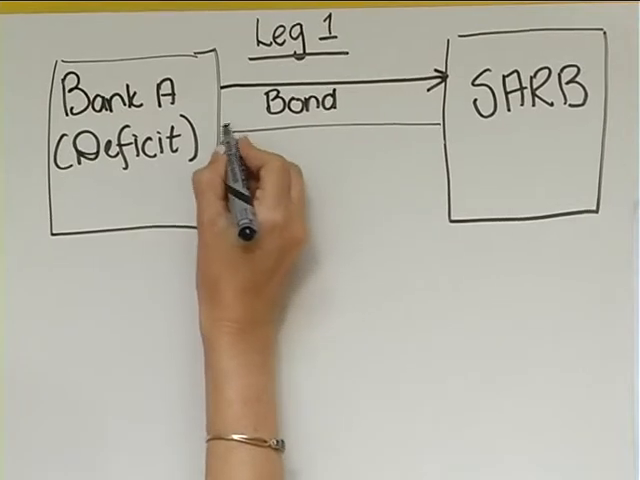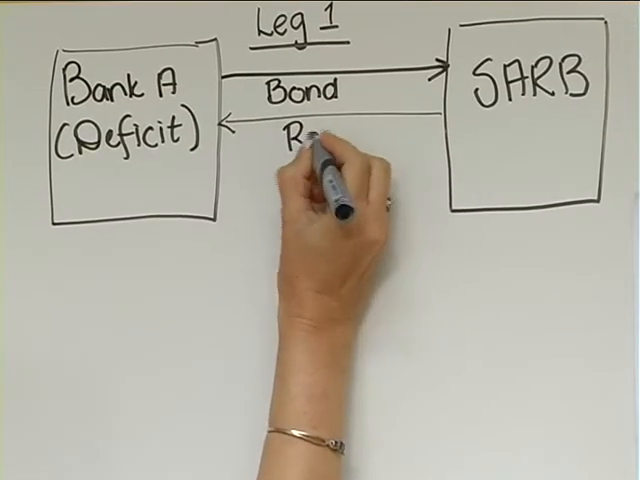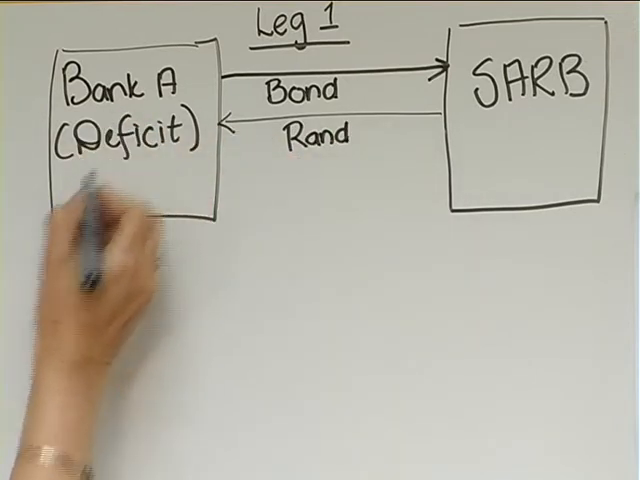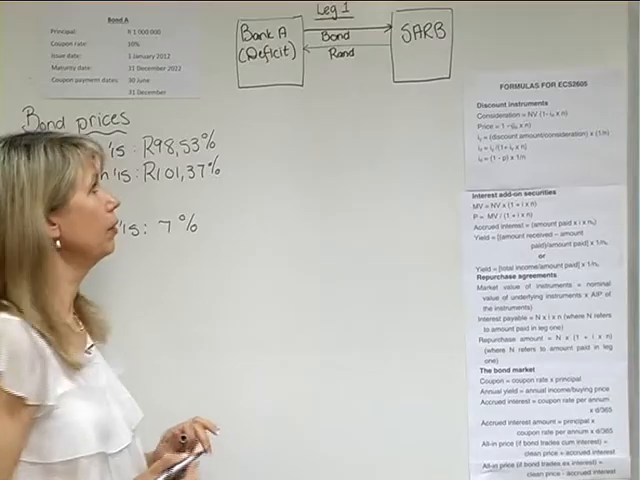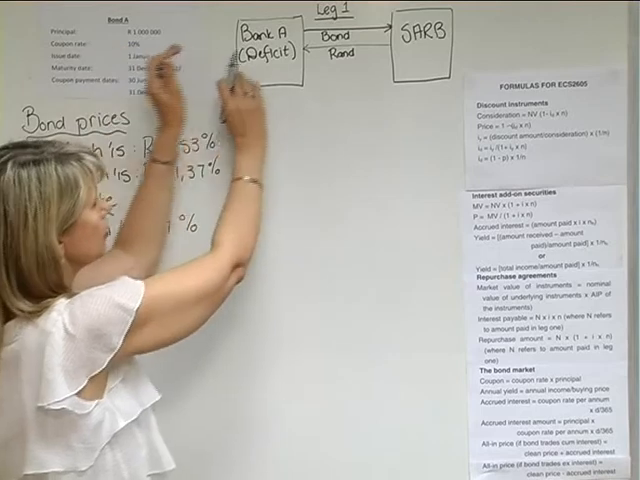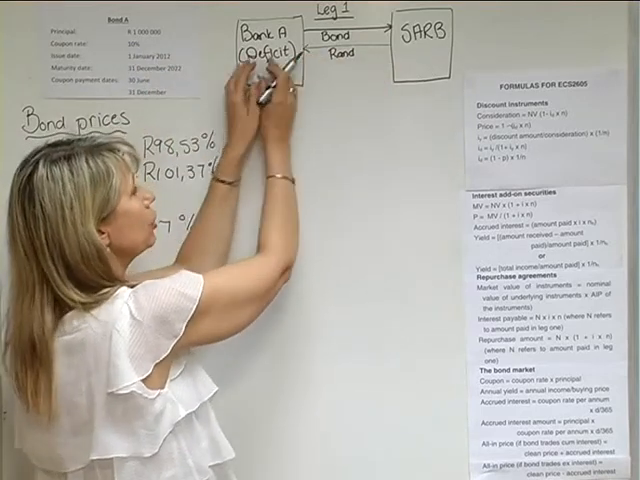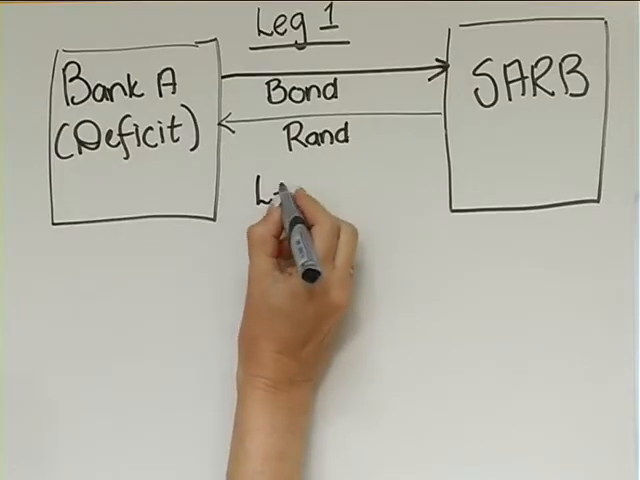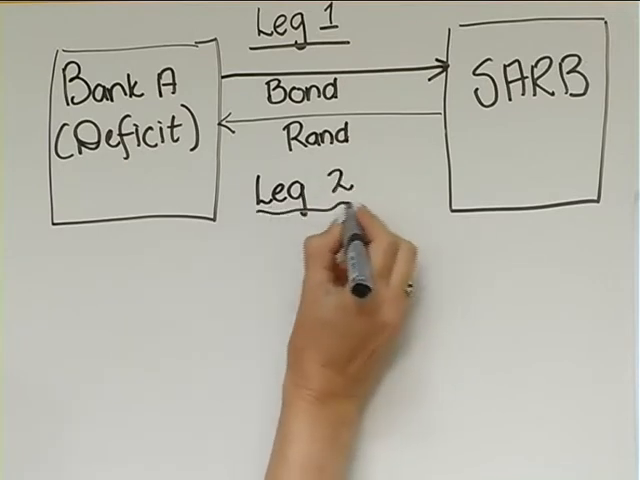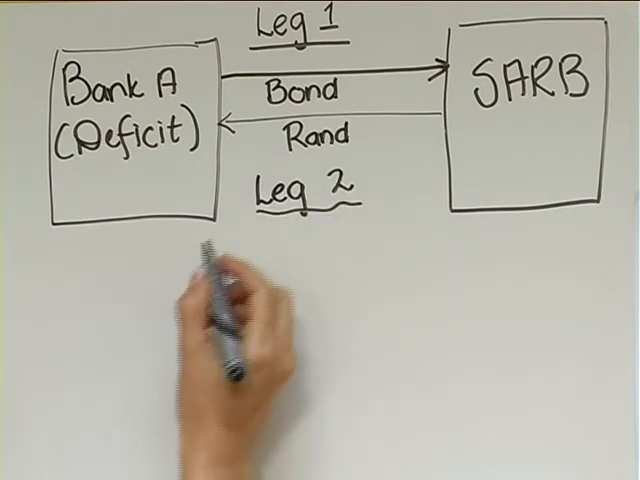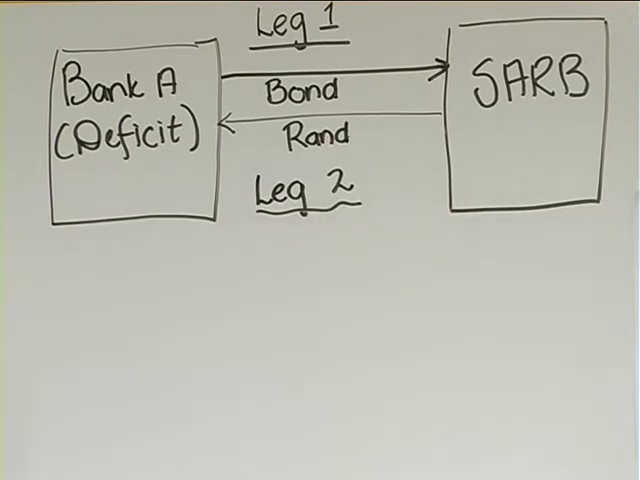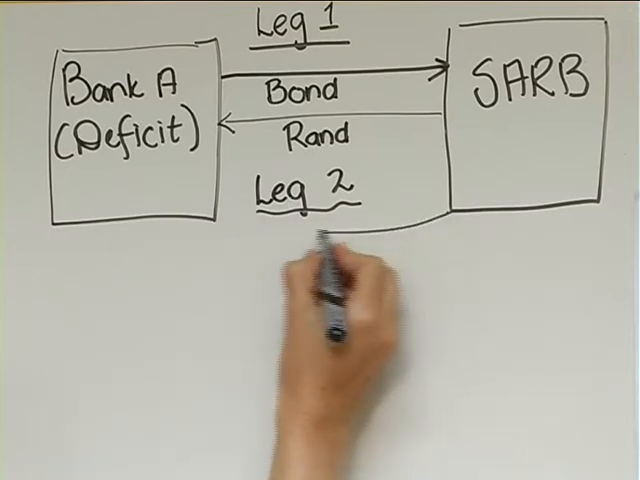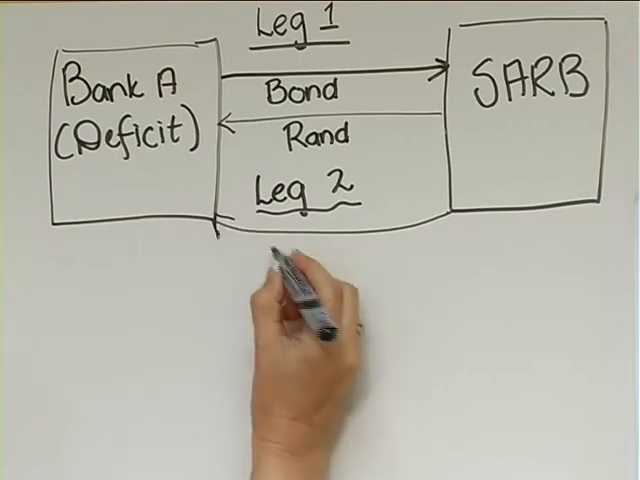and then the Reserve Bank pays money to Bank A, and that finances the deficit of Bank A. Right, so this bond, this financial instrument will go to the Reserve Bank and money flows to the bank to finance the deficit. Then, in leg 2, what is going to happen is, because it's a repurchase agreement, the bank is going to buy the bond back from the Reserve Bank.